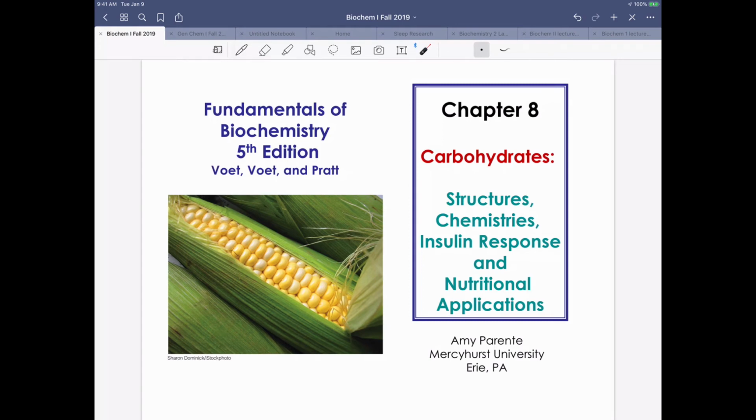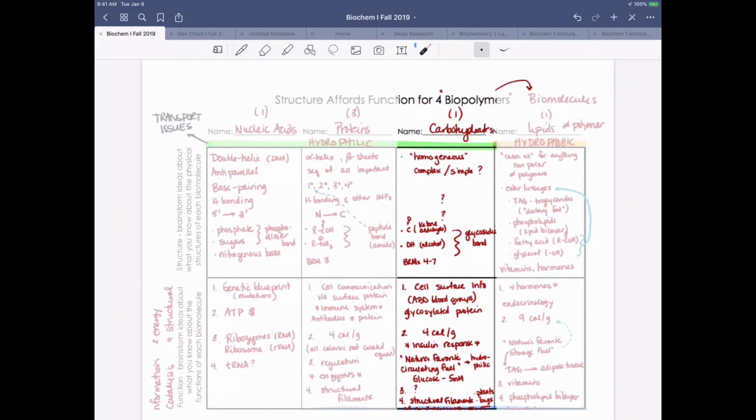So Learning Unit 5 is on Chapter 8, which is on carbohydrates. One of the themes we're going to continue to see as we learn these biological molecules is we're going to talk about first their structure and then how it applies to some functions and some applications. Like we saw with protein structure, we return to our structure-affords-function diagram for our 4 biopolymers.